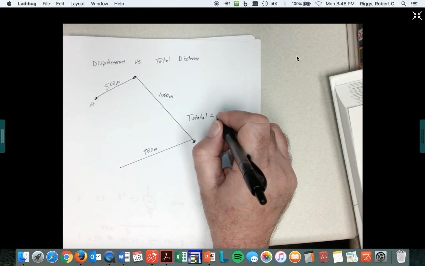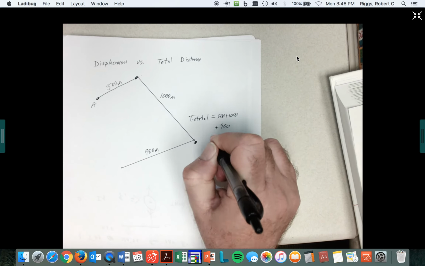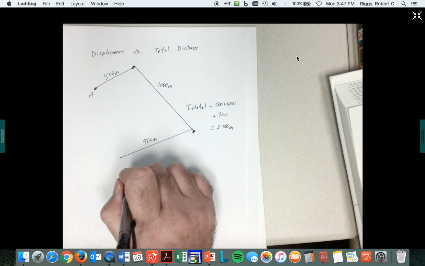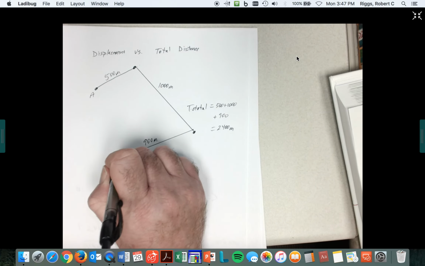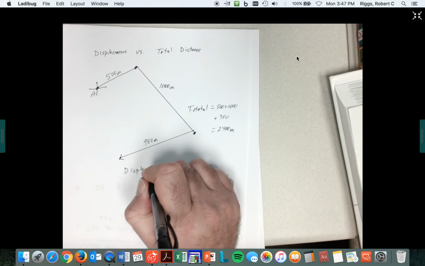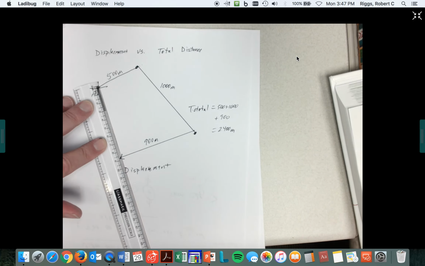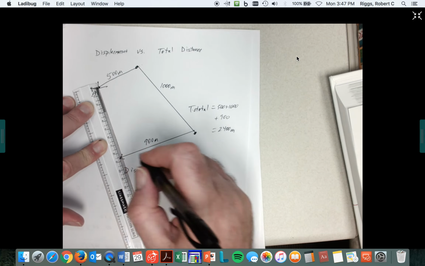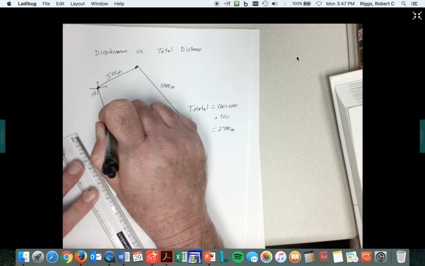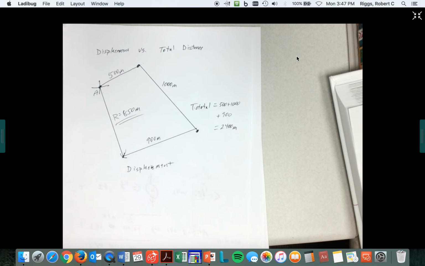My total distance is 500 plus 1,000 plus 900, which gives me 2,400 meters. My displacement, on the other hand, is how the crow flies. I stopped here, and I go back to my original position, and my displacement is my resultant vector, r, which is 150 meters.